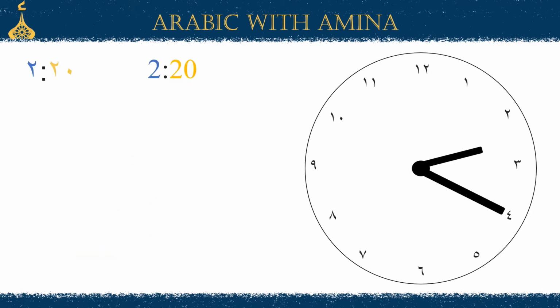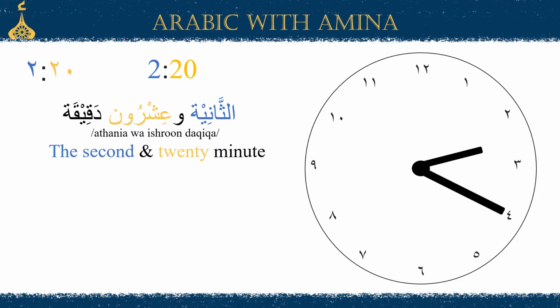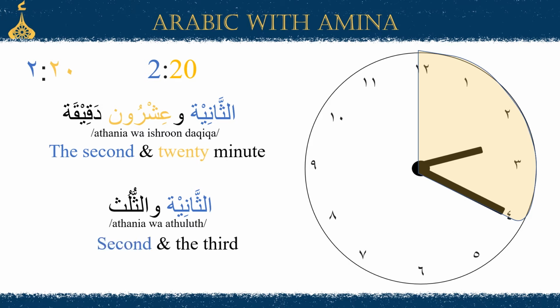Our last example for this category, it is 2:20, and first we're going to say the time by minute, so الثانية وعشرون دقيقة, the second and 20 minute. Remember, the second refers to the hour, the second hour. And 20 minutes is actually a third of an hour. So we can also say الثانية والثلث, the second and the third.